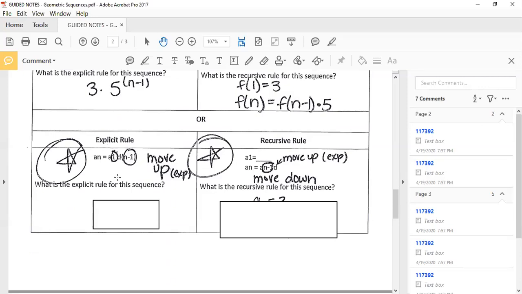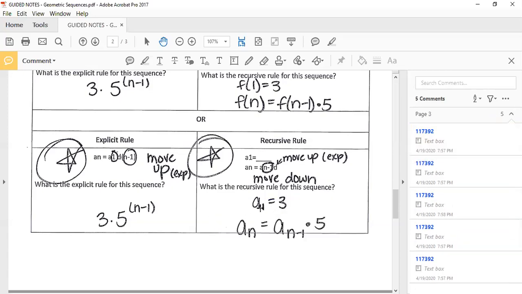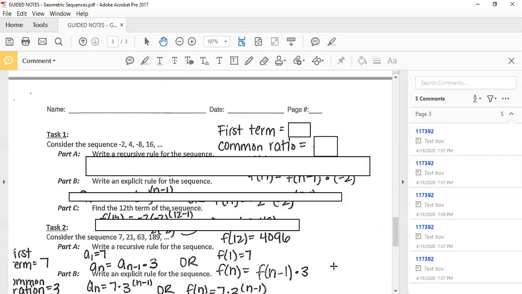So again, here's my explicit rule. Sometimes instead of saying f of 1, I would say a sub 1 times d to the n minus 1, just like that. Here we've got a sub 1 instead of f of 1. Same thing. This is my starting value. And then instead of f of n and f of n minus 1, I would do a sub n and then a sub n minus 1 times 5. This is just another way to write it. We're doing the same thing that we did up here. Instead of saying f of x, we're saying a sub x or 1 or n or whatever, okay?